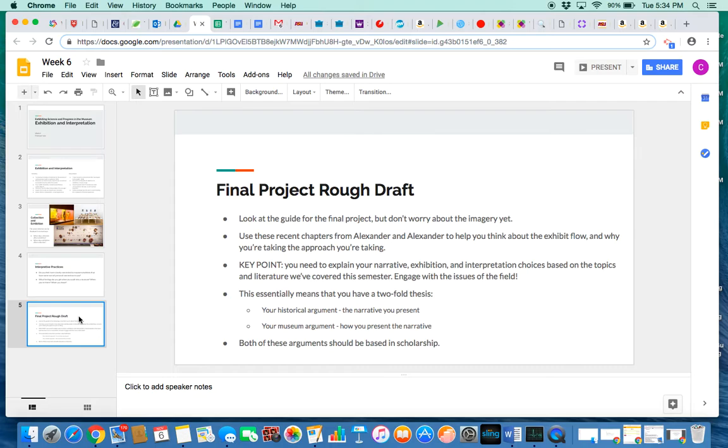Definitely use these recent chapters from Alexander and Alexander to help you think about the logistical aspects of how to exhibit and interpret things, right? How is the exhibit going to flow? Why are you taking this approach? The key point that I want to get across is that when you talk about how your exhibit is planned, you want it to be always based in the literature that we've been covering this semester, right? Not just like, wouldn't it be cool to see this thing?